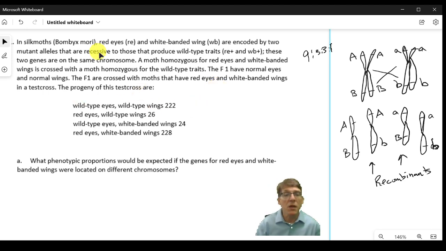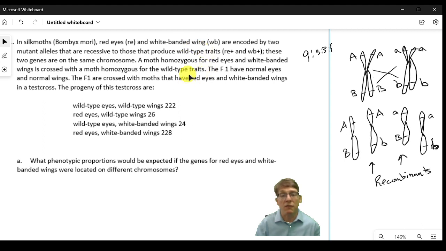And what that would mean is, when we read this problem, we see that the wild type eyes and wild type wings in these moths are the dominant trait, and that the recessive traits are these mutants where we have red eyes and white banded wings.